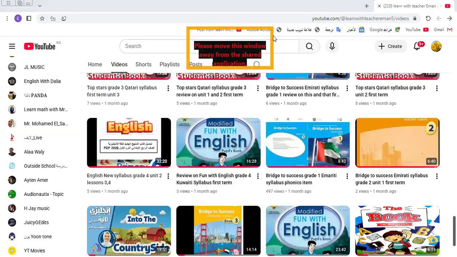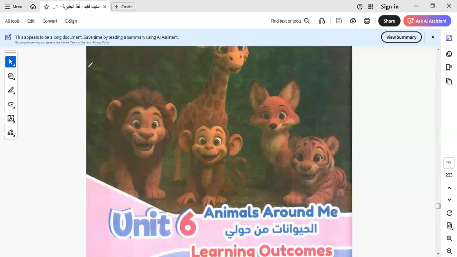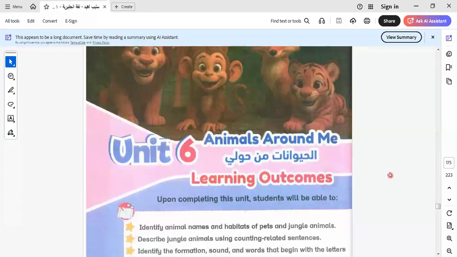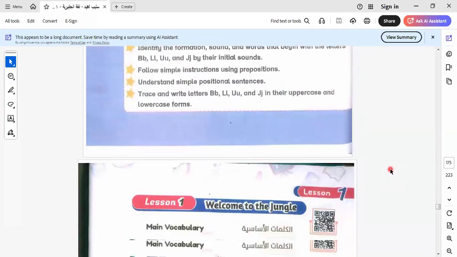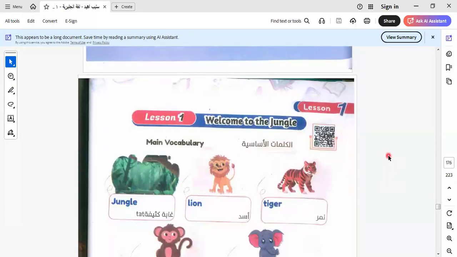Let's go to our unit today. Today I will start unit 6. Last class we finished unit 5. Today we will start unit 6. Let's go to this unit and know more about it.